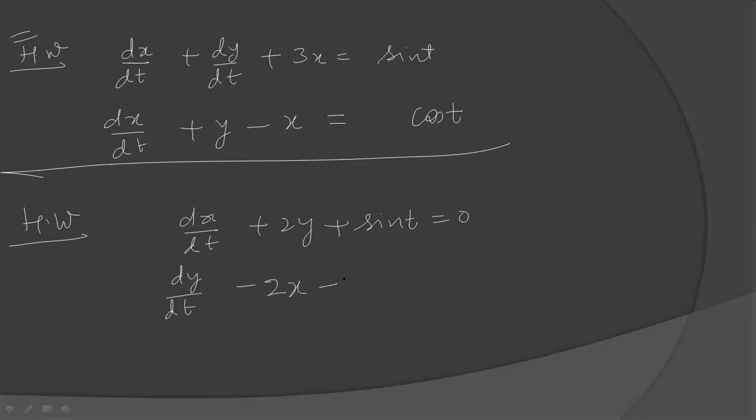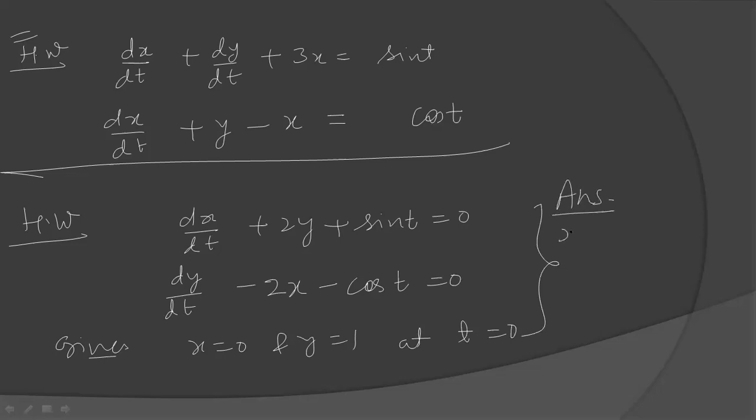minus 2x minus cos t equal to 0, and its initial conditions are given: x equal to 0 and y equal to 1 at t equal to 0, means you have to find the value of the arbitrary constants also. I am giving you the answer for this particular problem. x equal to cos 2t minus sin 2t minus cos t, and y is equal to cos 2t plus sin 2t minus sin t. So this is the value of x and y for this problem.